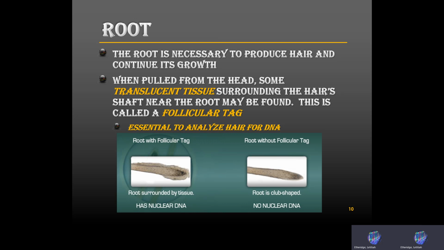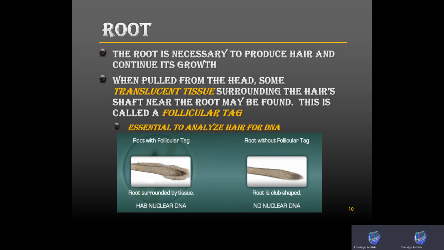It's the issue that they had in the Casey Anthony case. Remember, they didn't have a follicular tag. They just had the hair shaft. So they had mitochondrial DNA, but they couldn't determine whether it was from Kaylee, Casey, or her mom. So that's what caused the problem.